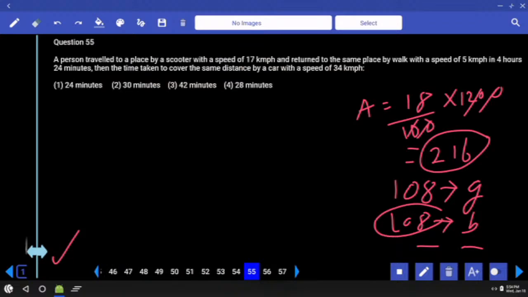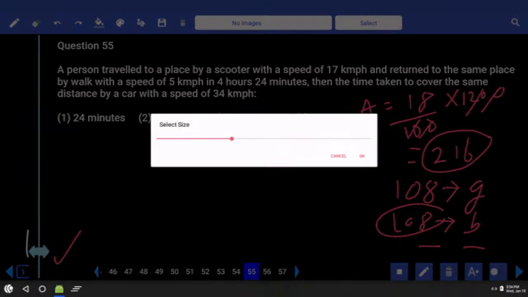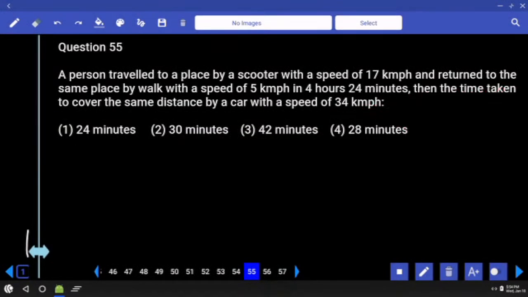Next, 55. 55 is an interesting question. All of you see here. A person traveled to a place by a scooter with a speed of 17 km/h and returned to the same place by walking with a speed of 5 km/h in 4 hours 24 minutes. Then the time taken to cover the same distance by a car with a speed of 34 km/h.